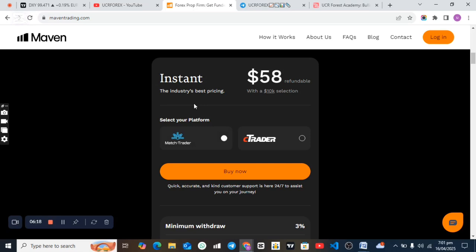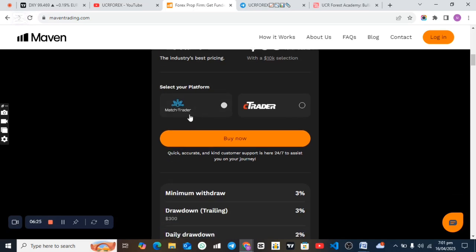So don't allow anything to pressure you. Do what you can, or buy what you can afford. And don't forget that the two of them still do the same thing, just with a different interface and a little difference in how it runs. That is what you really need to know. If you have excess money, you can go for cTrader. If you don't have money, go for Match Trader.